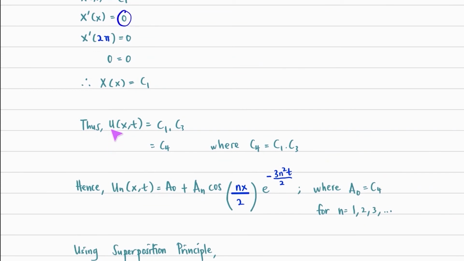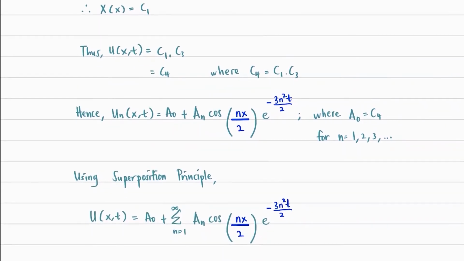Thus, we can conclude that u(x,t) is equal to c1 times c3, which is equal to c4, where c4 is equal to c1 times c3. Hence, u_n(x,t) can be written as a0 plus an cos nx divided by 2 exponent negative 3 n squared t divided by 2, where a0 here is equal to c4 earlier, for n equal to 1, 2, 3. u_n(x,t) is a combination of the solutions for when lambda equal to 0 plus this is for when c2 equal to 0.